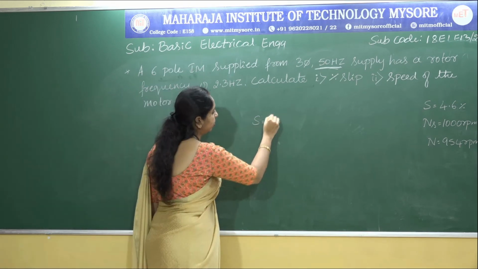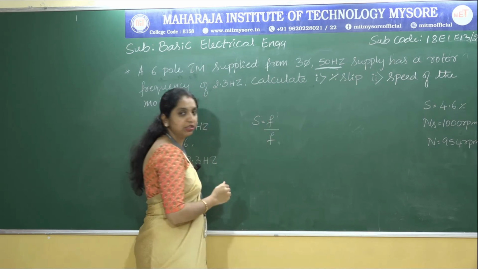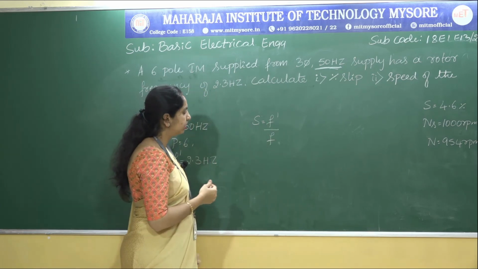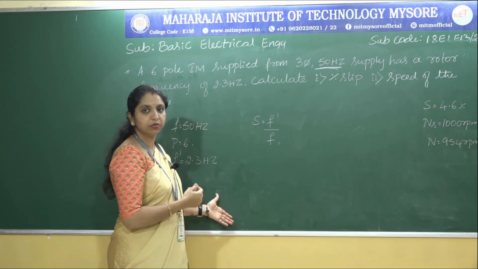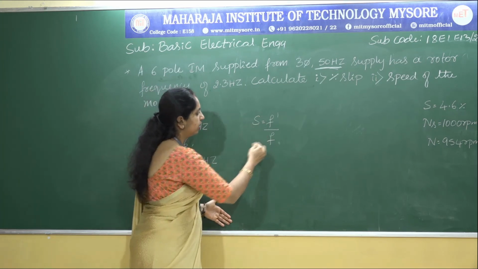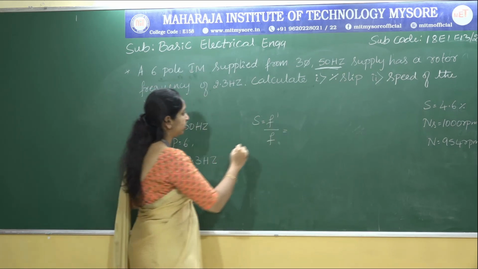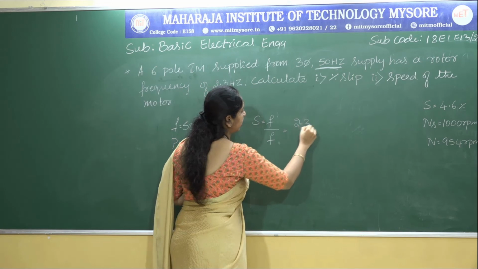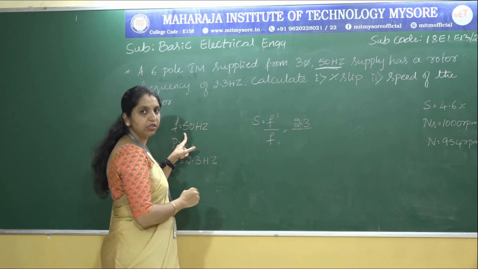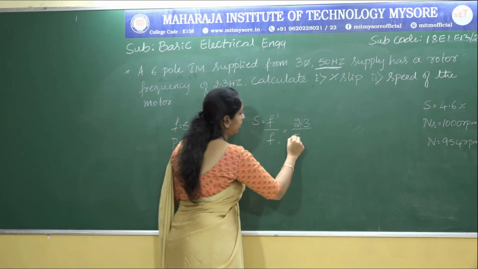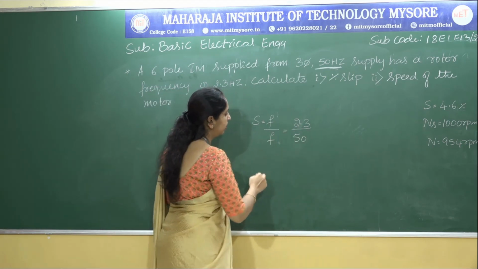So S is equal to f dash divided by f. Alright, so you can just recall this equation. We have already done this. So S is equal to f dash divided by f. So directly you can substitute the values of frequencies. So what is S? f dash is 2.3 hertz divided by the frequency, which is 50 hertz. So f dash is 2.3 hertz and f is 50 hertz.